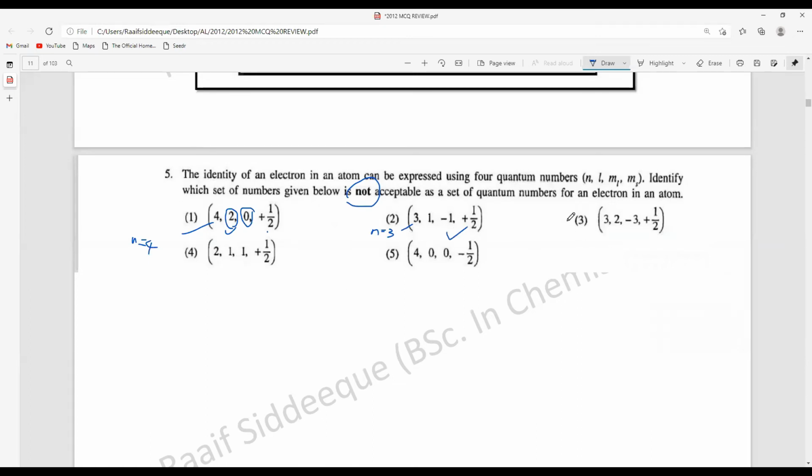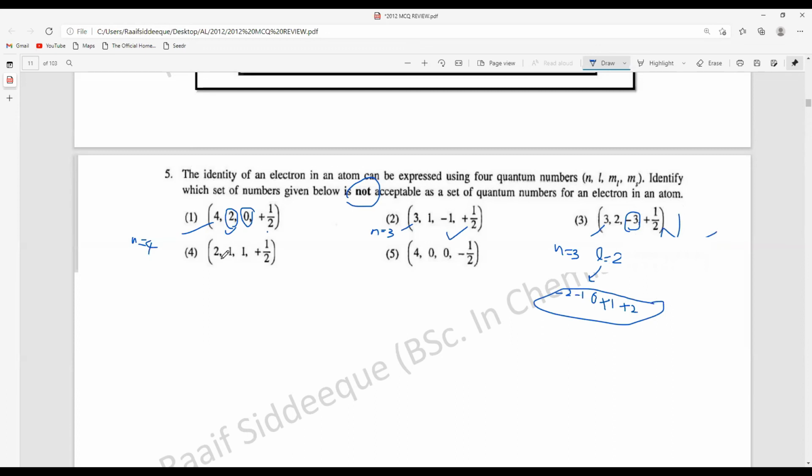When you come to the third answer, now see, n is equal to 3. n is equal to 3 means l should be, according to n minus 1, 2. According to n minus 1, if l is 2, the only ml values possible are minus 2, minus 1, 0, plus 1, then plus 2, as I explained to you on the board. But they have given minus 3. No, it cannot be. The only possible values are these. That is why this statement is wrong.